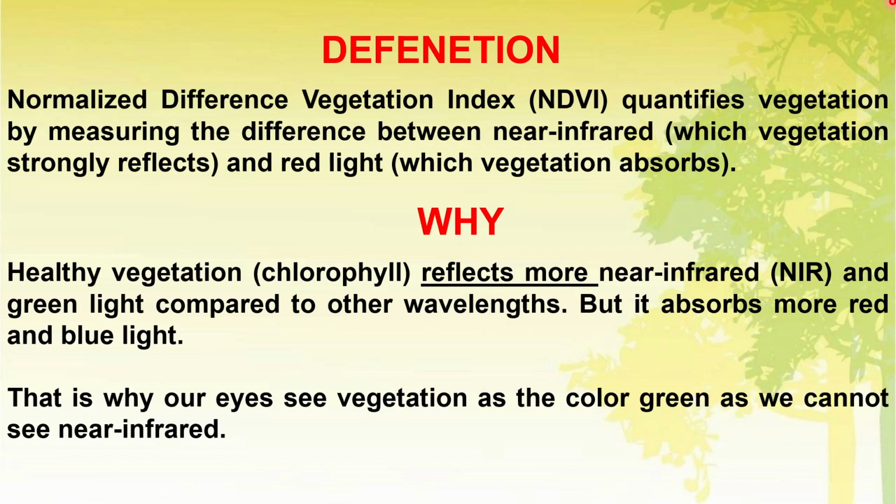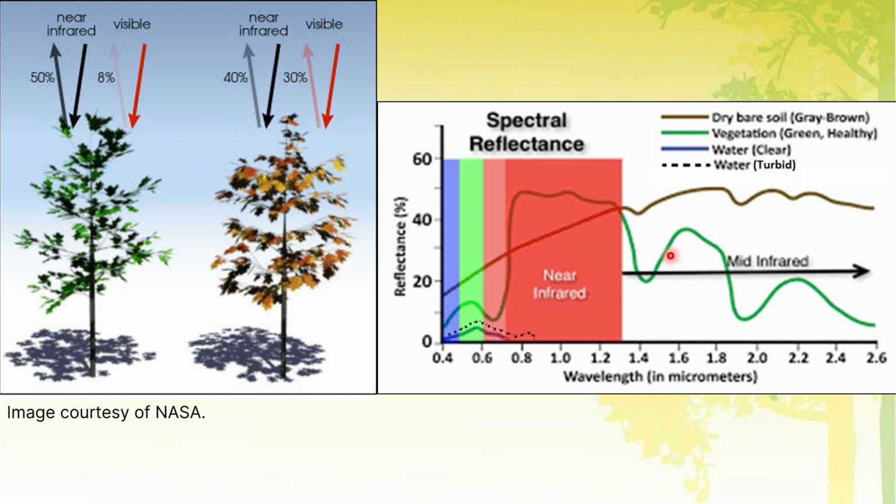So if we see here, this is the spectral reflectance of green light. So you can see here that in the NIR portion the reflectance is more. Obviously there is a reflectance in green portion also, but the absorption is in red light. Healthy vegetation absorbs red light and blue.